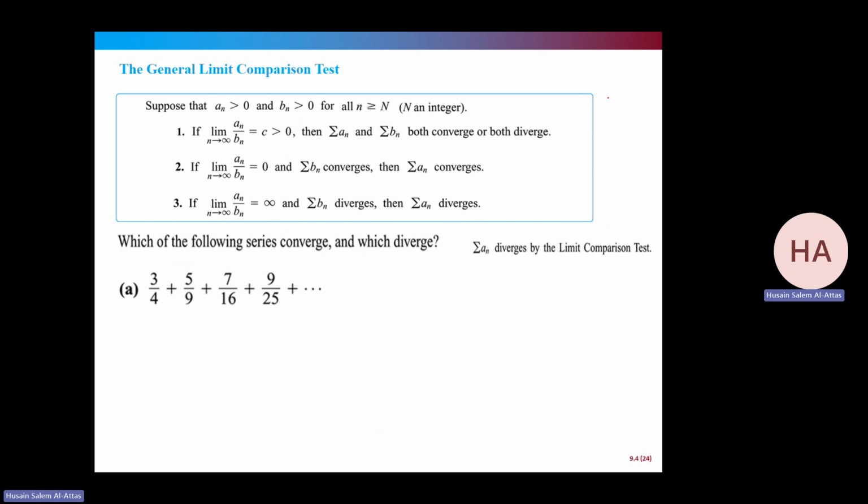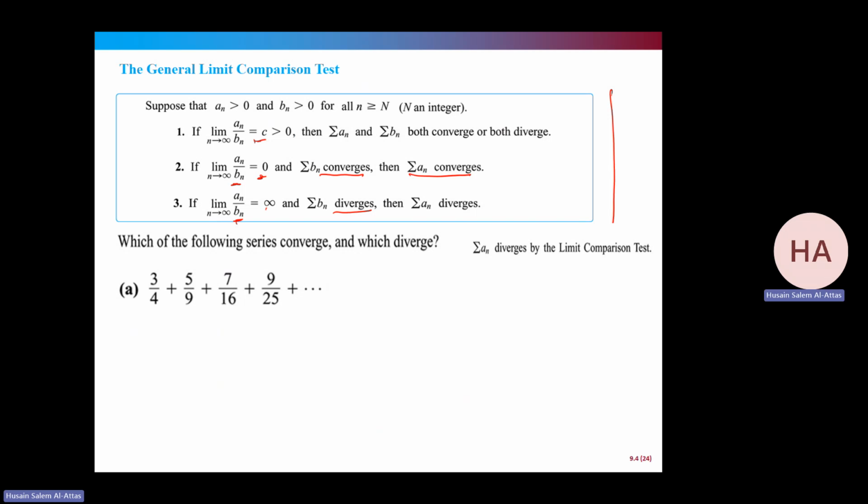And I make it in one table. Now it has everything. If the limit is C, positive and finite, both converge or both diverge. If the limit is equal to 0, and this series converges, then the series in the numerator converges. Infinity, if this series in the denominator diverges, then the series in the numerator diverges.